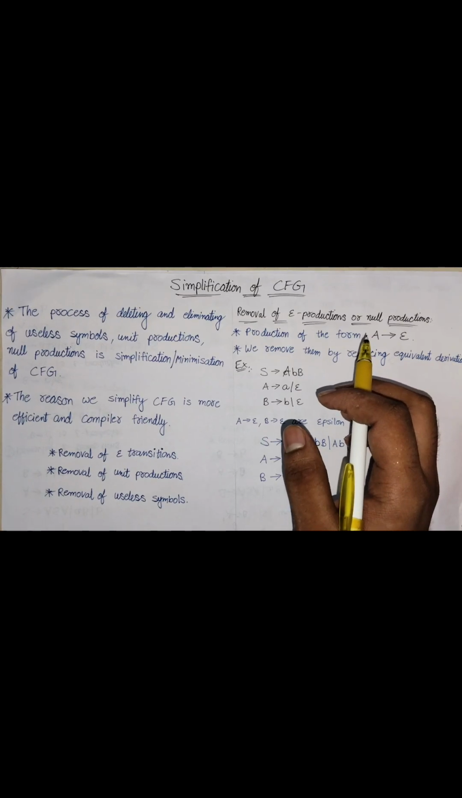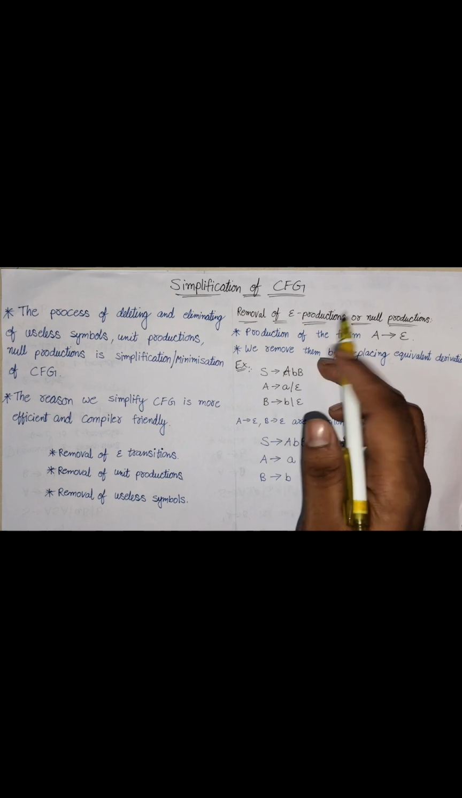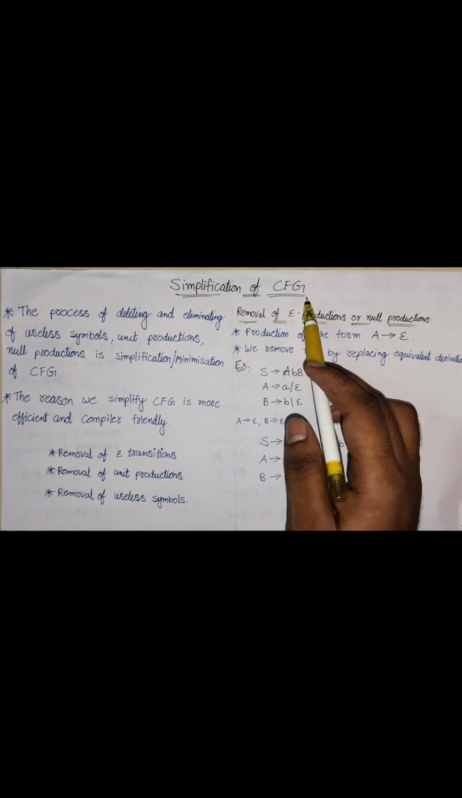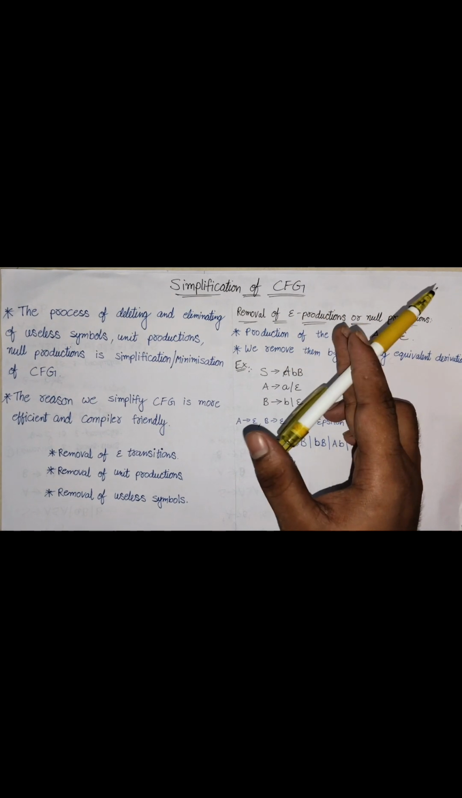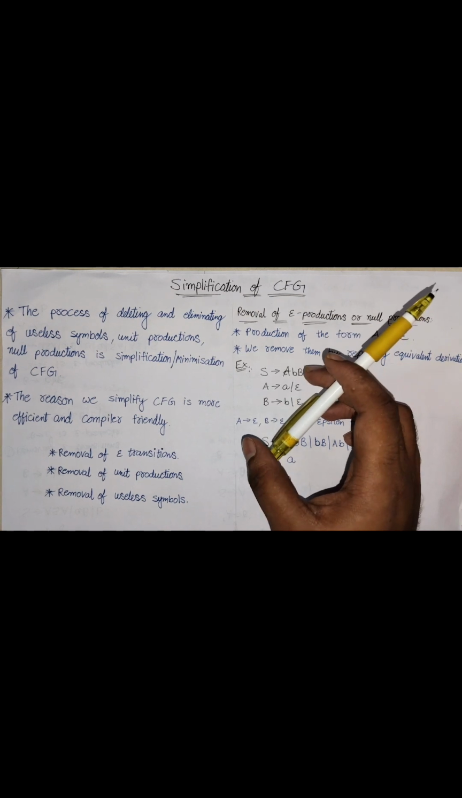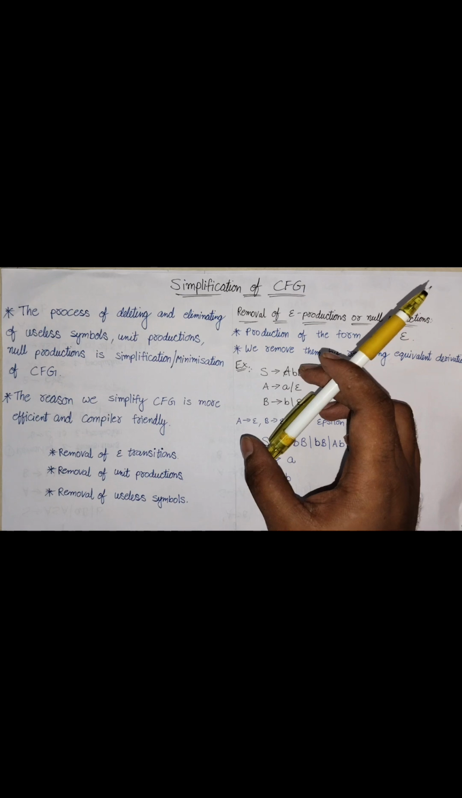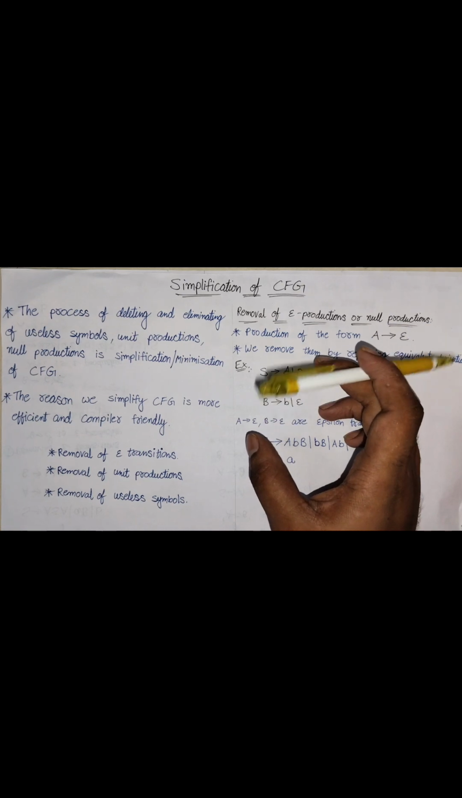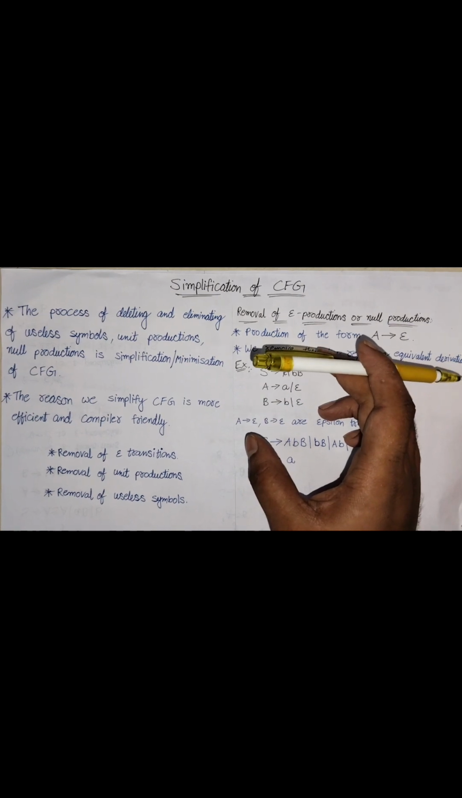Hello friends, I'm back with another important topic in theory of computation, that is simplification of CFG, context free grammar. This is the major important step before you convert the CFG into the normal forms. So let's see in detail with examples. First, what is the simplification of CFG and why is it necessary? Later on we'll go with examples.